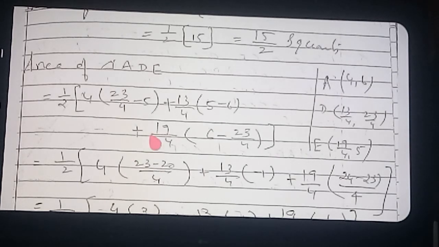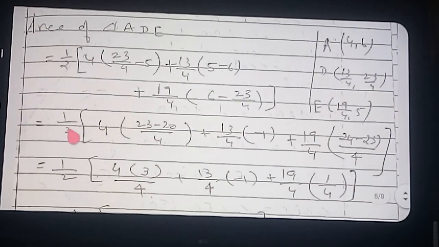Following now? Yes. x3 how much is coming? 19 by 4. Then what will come? y1 minus y2, 6 minus 23 by 4. Properly understand and do the calculation. Half into 4 into, here take LCM, 23 minus 20. 4 into 5 how much will come? 20 by 4. Okay. Here 13 by 4 into how much will come? 5 minus 6 means minus 1. Now here 19 by 4 into, take LCM, 4 into 6, 24 minus 23 by 4.